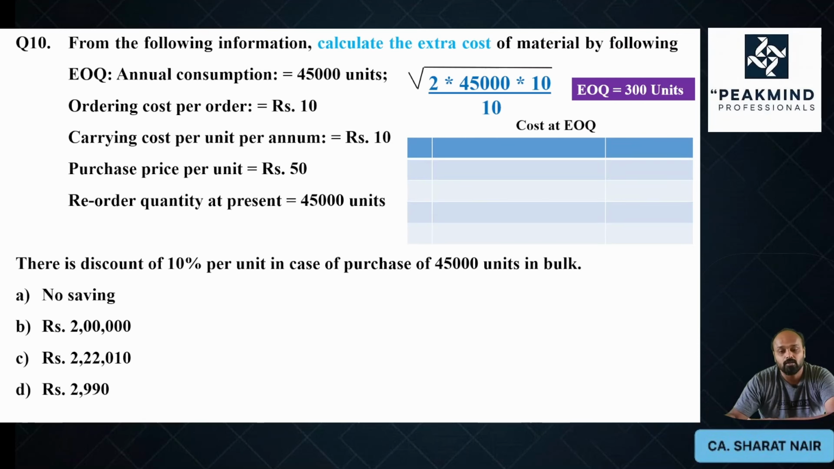For that, first purchase cost. So purchase cost I need to pay for the entire 45,000. I need to pay how much? Purchase price given is 50. So 45,000 into 50, it is 22,50,000.